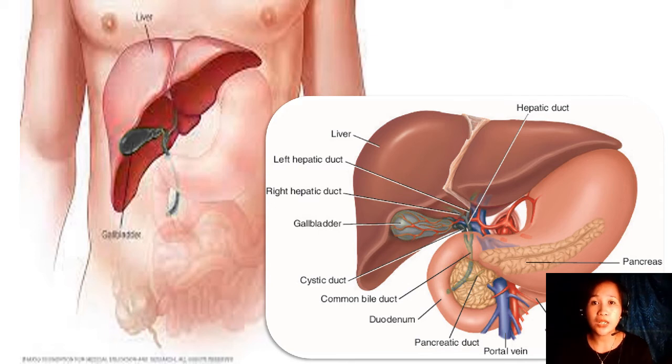The gallbladder is the small sac-shaped organ, this one, beneath the liver in which the bile is stored after secretion by the liver and before it is released into the intestine.